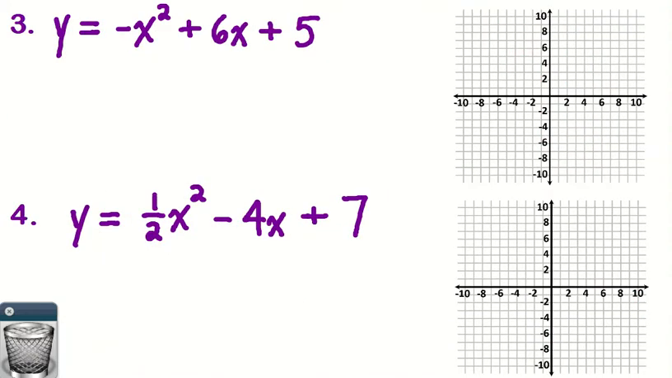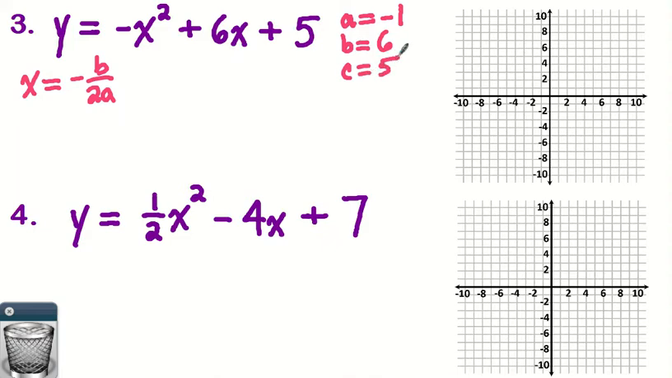Couple more examples. These ones, spoiler alert, are actually now given to you in standard form. So here's what we have to do. We have to use that special formula to find the axis of symmetry. Here, it goes ax squared plus bx plus c. So my a value is actually negative 1. Hey, that means it's going to be upside down. My b value is 6, and my c value is 5. So now I can do my axis of symmetry.